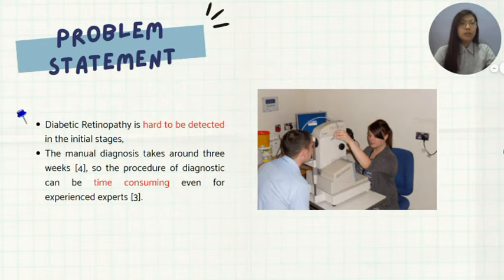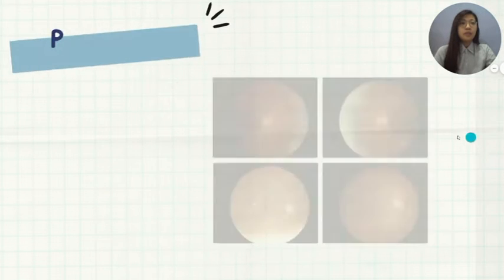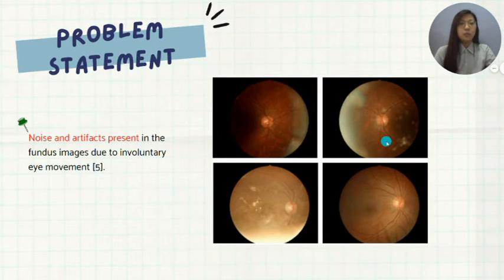Besides, based on these images, we can see that there are a few problems that surfaced during the process of analyzing and interpreting, as there are noise and artifacts present in the images due to involuntary eye movement. However, this problem can be overcome by using image preprocessing techniques.